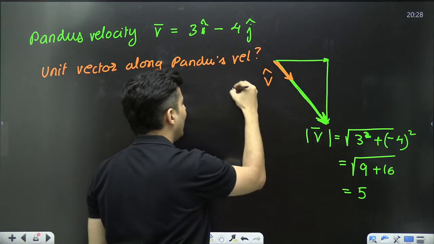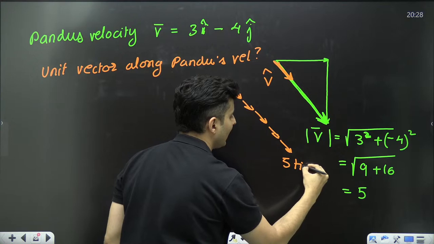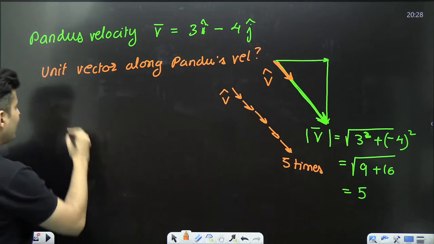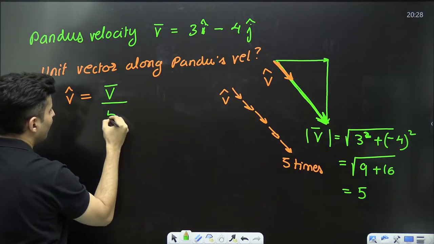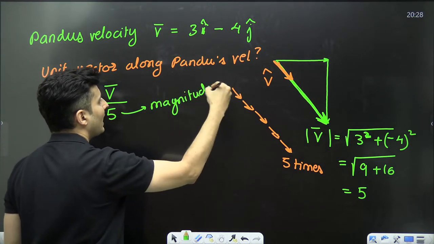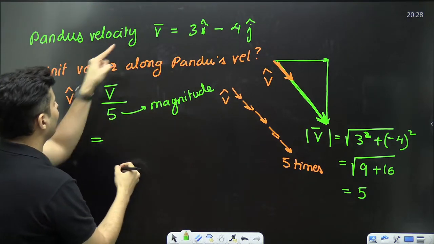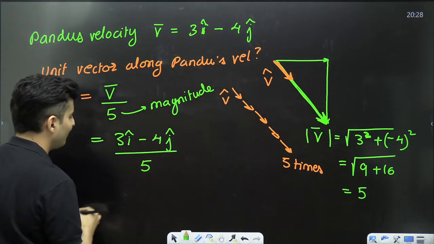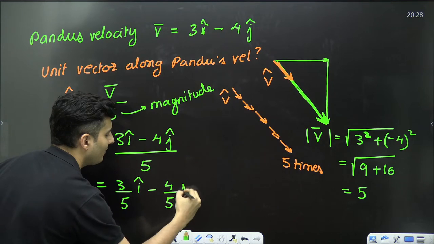In fact, v hat will come 5 times, right? To give you the final vector v. So can I say v hat will be the actual vector v divided by 5 times? This 5 was the magnitude of the vector divided into 5 parts. Very good. So what is my original vector? It was 3i cap and minus 4j cap divided with 5. So basically it is 3 by 5 i cap minus 4 by 5 j cap.